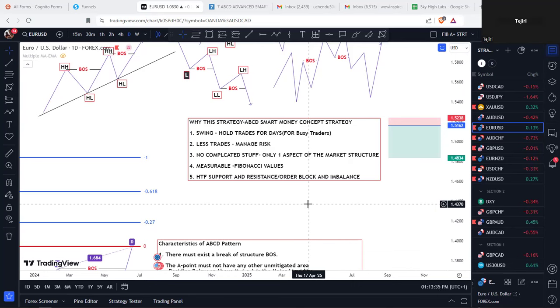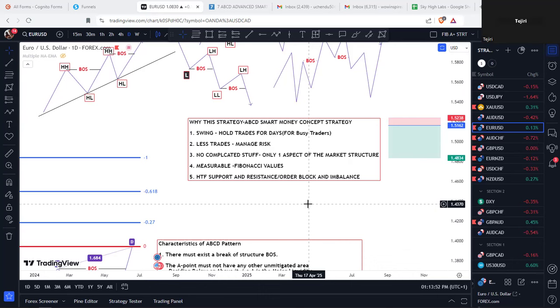Another thing is that it's not complicated. We're only taking one aspect of the market structure, which is break of structure. We're not looking at the sweep of liquidity. We're not looking for inducement. We're not looking for a high. We're not looking for a low. We're not looking for all of that.